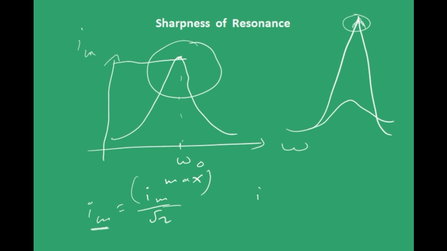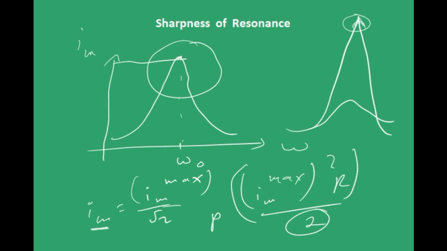I square R, right? So, Im max square R by 2. So, the power at that point will be half of this. This is the maximum possible power. So, I want such an omega where my power will be half of the maximum possible power. Let it be somewhere here. This is Im max by root 2, say. Now, as you see from the graph, there are two values of omega which can give that. Are you getting me? Let this be omega 2 and this be omega 1.